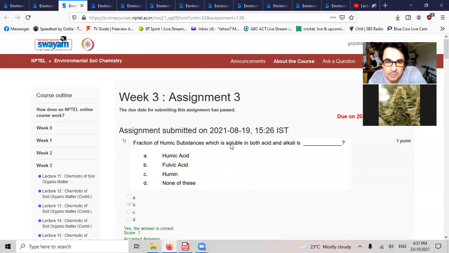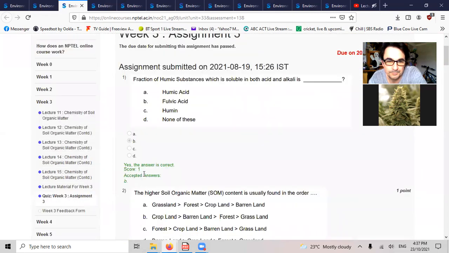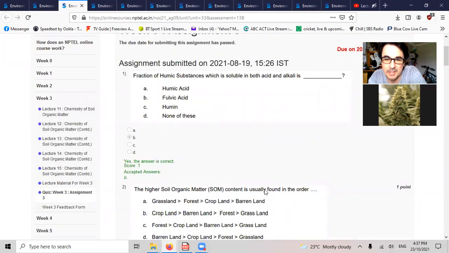Fraction of humic substances which are soluble in both acid and alkali. The alkali gives it away because it's fulvic. The high soil organic matter content is usually found in the order of, this is an interesting one. I would have thought forests, but after some knowledge, it's actually grasslands because there's heaps of nitrogen fixing bacteria going on down there, and some forests do have it, but that's the whole reason, because it's all open and it retains nitrogen a lot better.